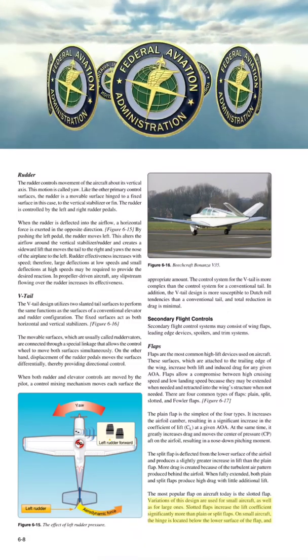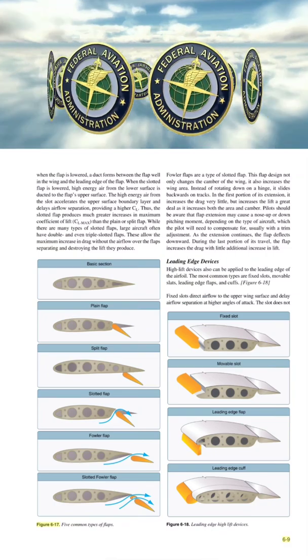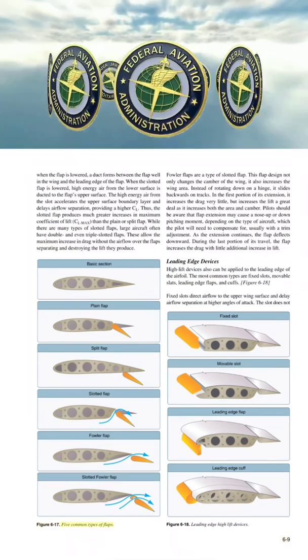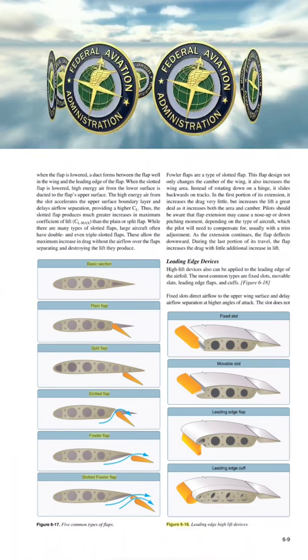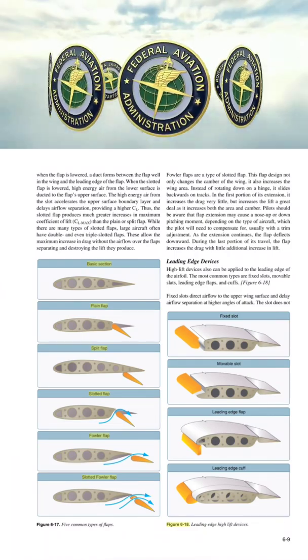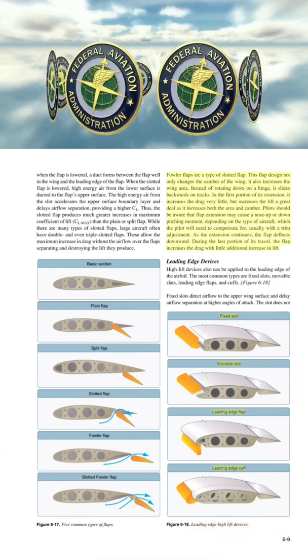On small aircraft, the hinge is located below the lower surface of the flap. Figure 6-17. Five common types of flaps: plain flap, basic section, split flap, slotted flap, Fowler flap, slotted Fowler flap. Figure 6-18. Leading edge high lift devices: leading edge cuff, leading edge flap, movable slot, fixed slot.